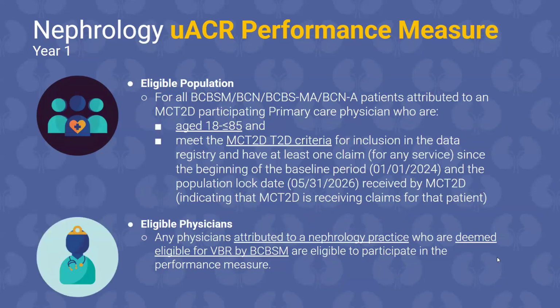The data that we're going to be looking at, the eligible population, is all Blue Cross patients attributed to a MCT2D participating primary care physician. The age range is 18 to 85, and they have to meet the criteria for inclusion in the data registry and have appropriate data. And we'll go over some of the dates in a second. The eligible physicians are any physicians attributed to a nephrology practice deemed eligible for VBR by Blue Cross Blue Shield of Michigan.